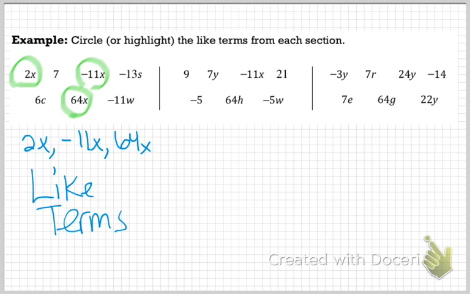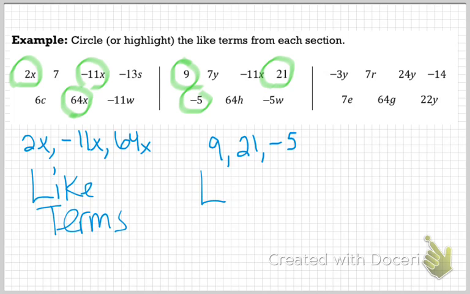Okay. Next example. If we look, variable, variable, variable, variable, none of them are in common. But if you notice, we also have constants. The 9, the negative 5, 21. We have numbers that stand alone. So the 9, the 21, and the negative 5, these are the like terms.